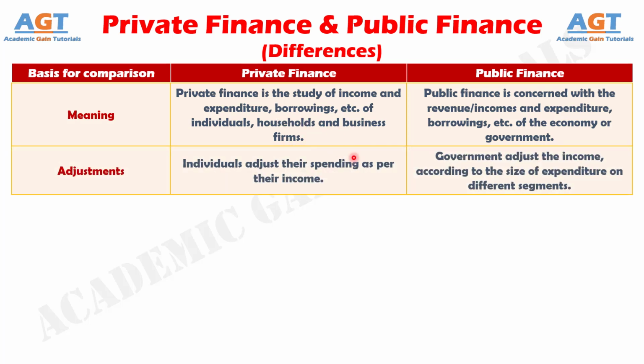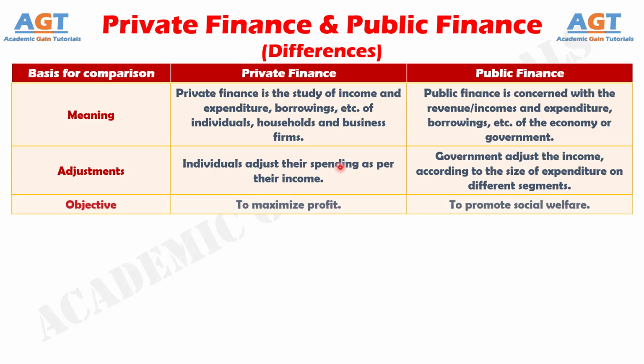Number 2. In public finance, the government ascertains the total expenditure to be made on different sectors first and then identifies the sources from which the revenue can be generated to meet those expenses. On the other hand, in the case of private finance, any individual, household, or business enterprise decides the quantum of expenditure to be made, on the basis of his or her income.